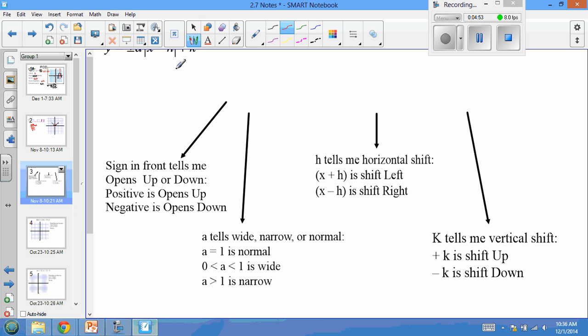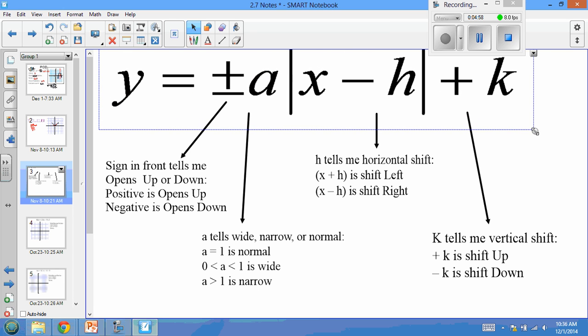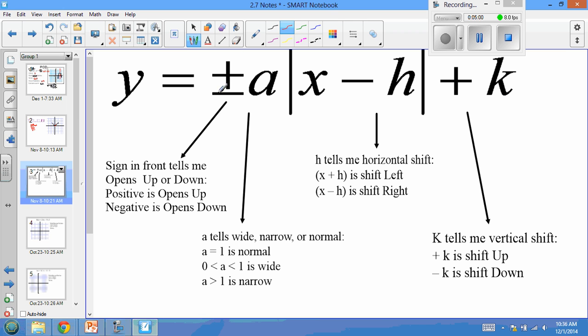Okay, so looking at our actual function, let me make that a little bigger. Okay, just like before, the plus minus, I want you to get your highlighter and highlight these. The plus minus tells you if it's positive, it opens up. If it's negative, it opens down. Okay, A, just like our quadratics, tells you if it's wide, narrow, or neither. So if A is equal to 1, it should be neither, which just says normal, which is the same thing as neither.